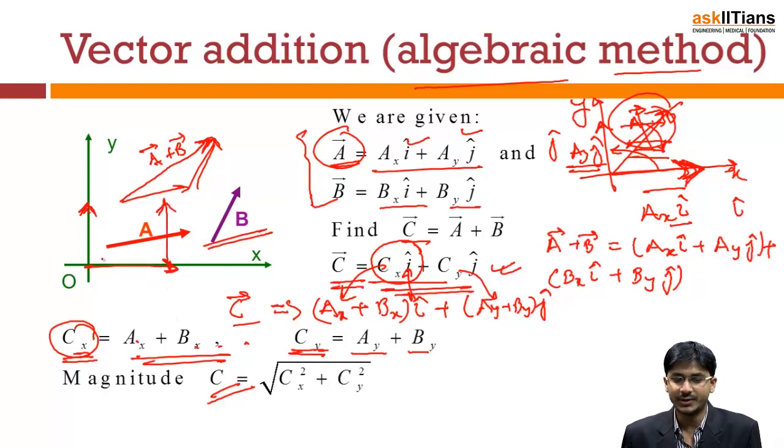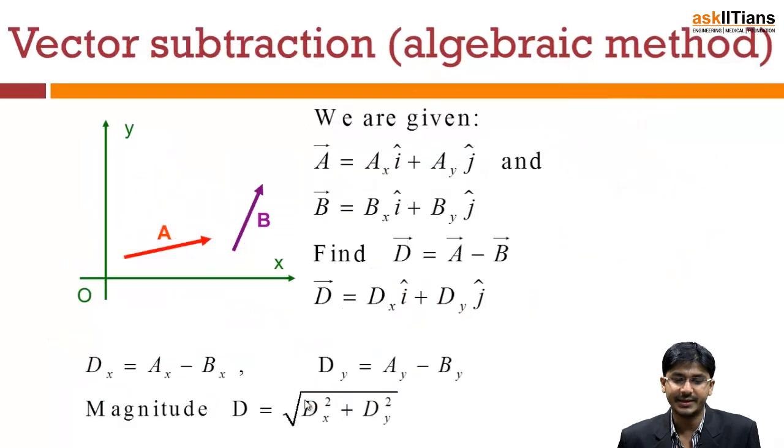If you have to calculate the magnitude, we again know that if something is along x and y, because we have written C like this, the resultant will be this. Since this is 90 degrees, we get root over Cx square plus Cy square.